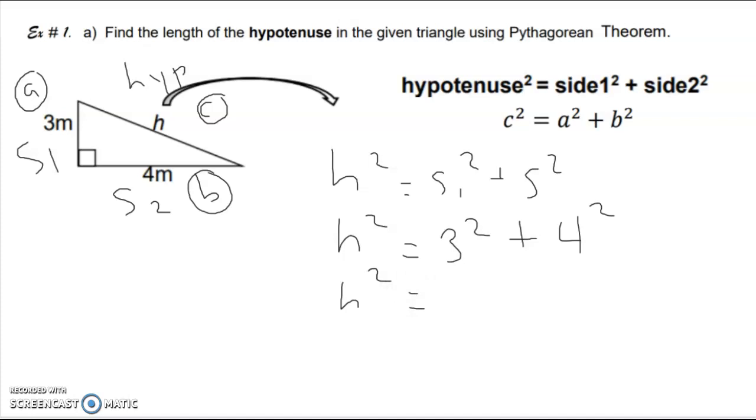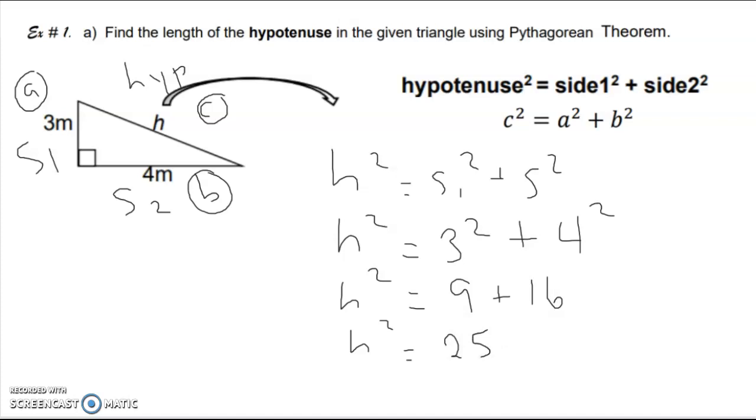3 times 3, so 3 squared in your calculator gives you 9. Plus we have 4 squared in your calculator. 4 squared is 16. So next step, we need to add these two together. So h squared equals 25.